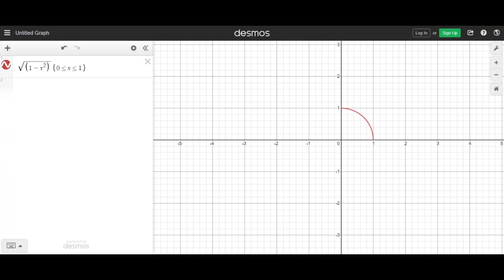It's a quarter of a circle, exactly, right? So if we could think of this in terms of a quarter of a circle and evaluate its area, then we know what the integral should be equal to. Well, how do we find the area of a circle in general? It's pi r squared, right?